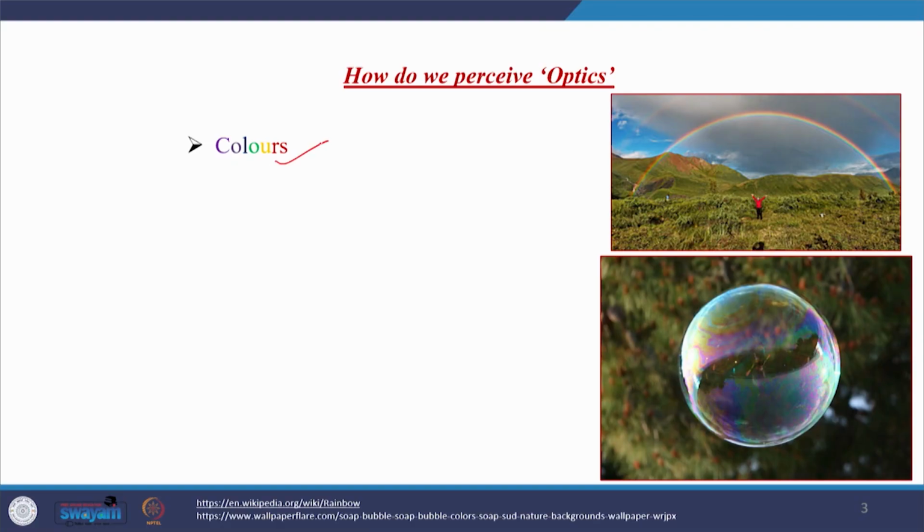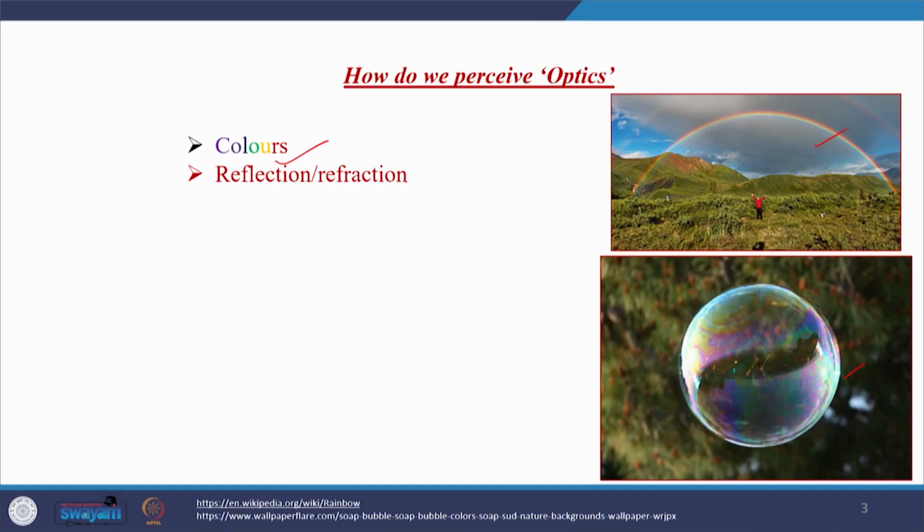Whenever we say the word optics, the thing which comes to our mind first is color. Therefore, we can relate optics to colors which we see in our daily life. We see colors in rainbows, we see colors in soap bubbles, we see colors in our daily life.